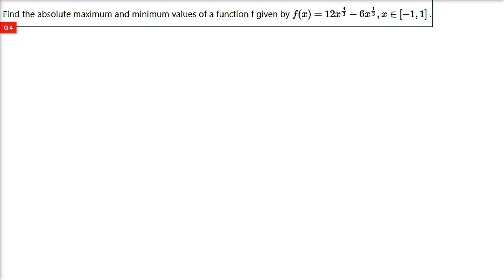Now 12x to the power 4/3 minus 6x to the power 1/3, x belonging to [-1, 1]. We have to find out the absolute maximum and minimum values of a function f given by this. I am doing the differentiation straight away. So 12 into 4/3 is 16, 16x to the power 4/3 minus 1, which is 1/3. Minus 6 into 1/3 is 2, 2x to the power 1/3 minus 1, which is x to the power minus 2/3, it will come.